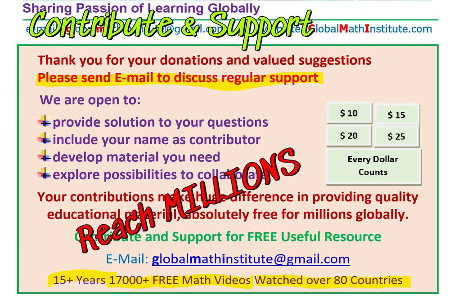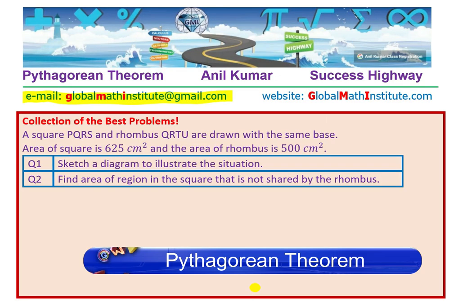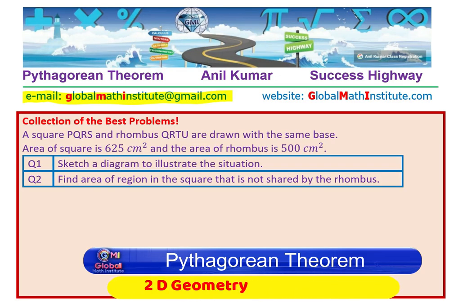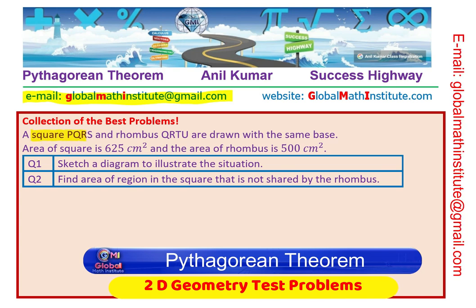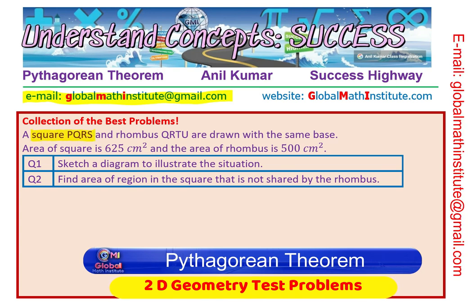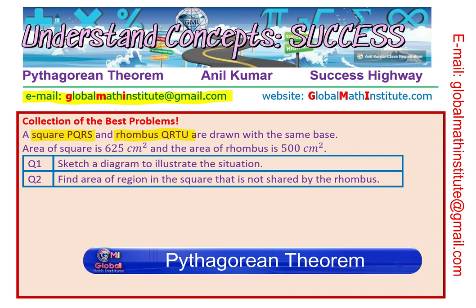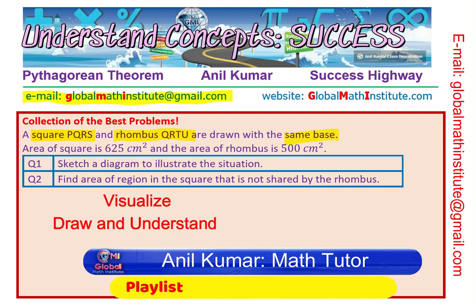Let's get back to our question. So the question is, we are given a square which is PQRS. Also, we are given a rhombus which is QRTU. They are drawn with the same base, right? So that is very important to understand, that they have the same base.